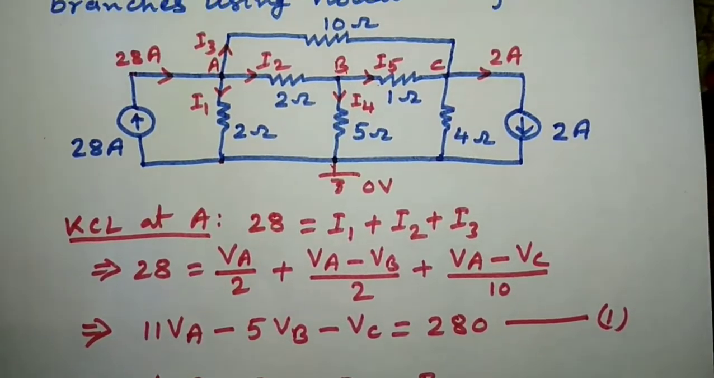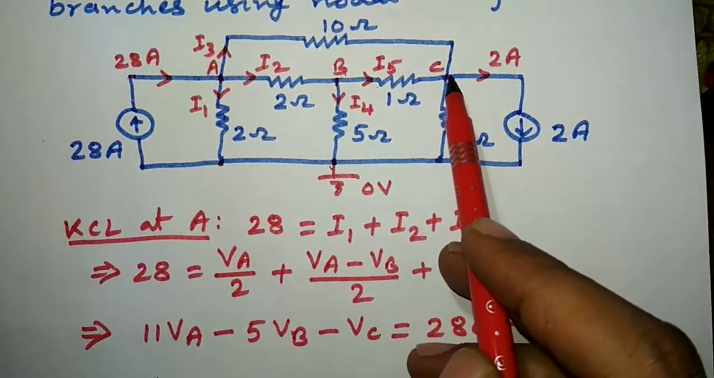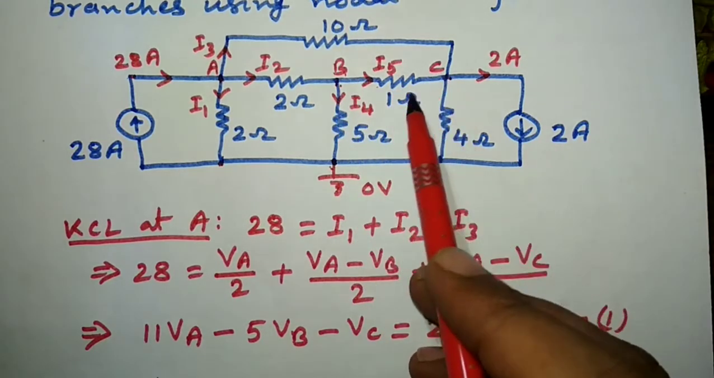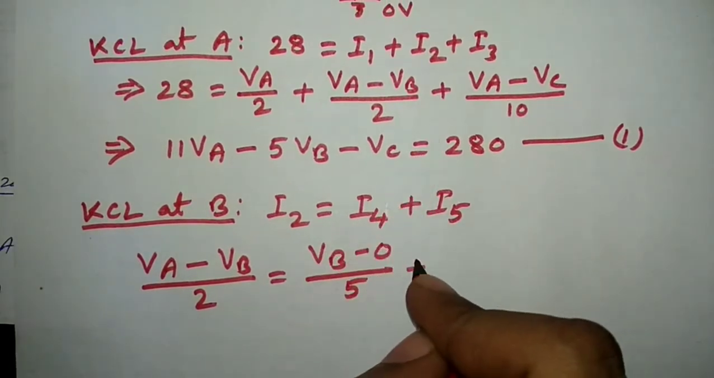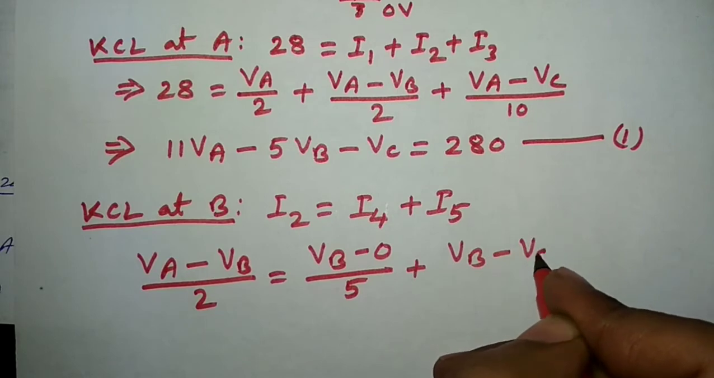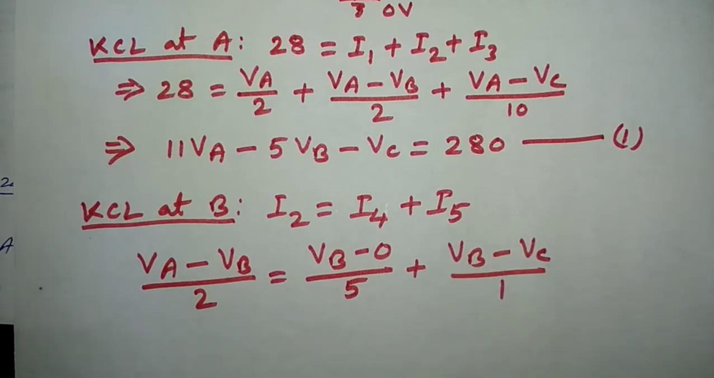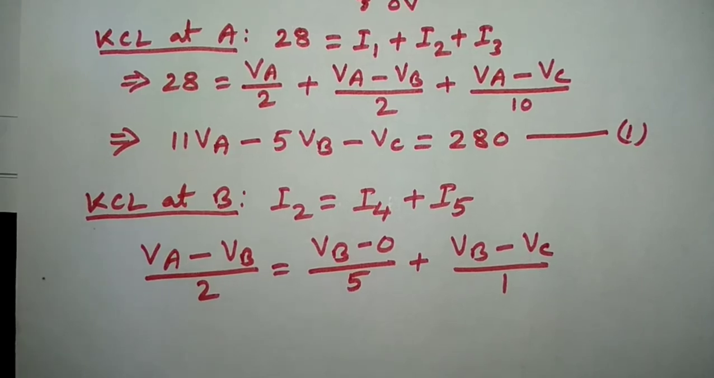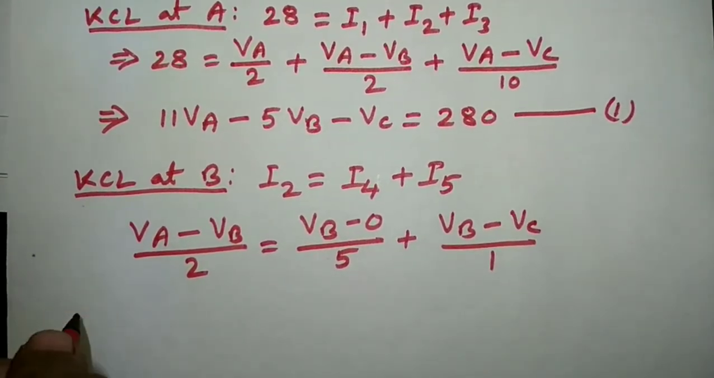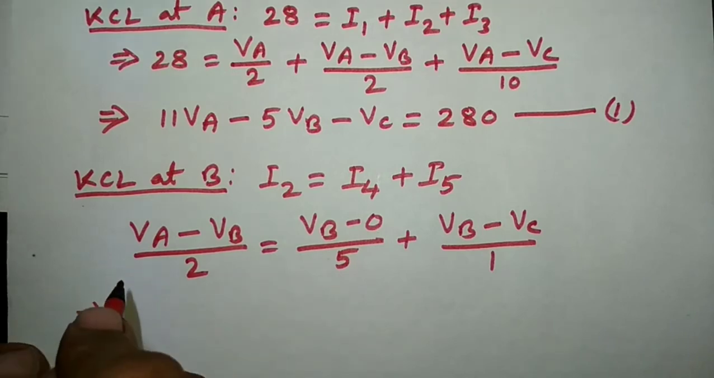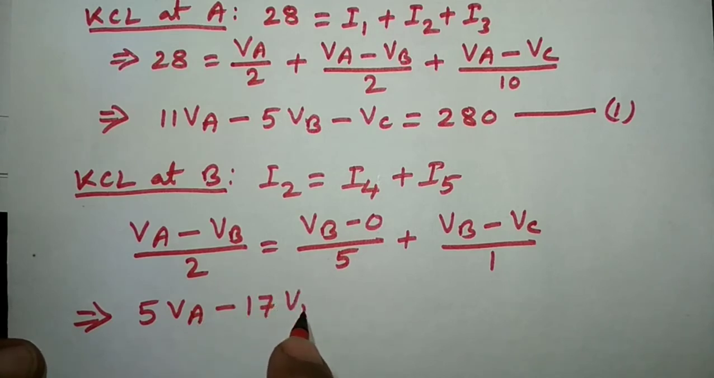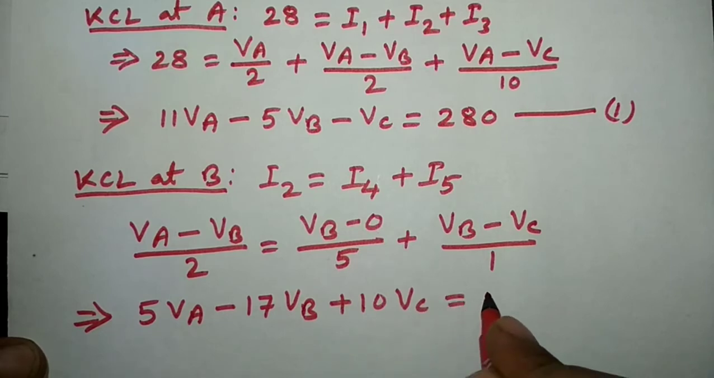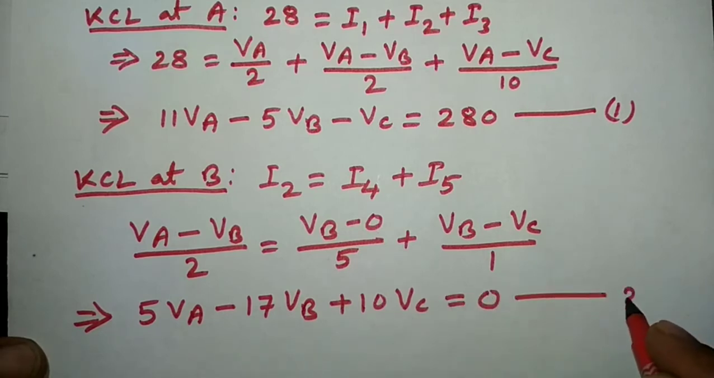And similarly I5 is flowing from junction B to C, so it will be VB minus VC upon 1 ohm. Now again, if we simplify this equation, the final equation will become 5 VA minus 17 VB plus 10 VC equal to 0. Equation number 2.